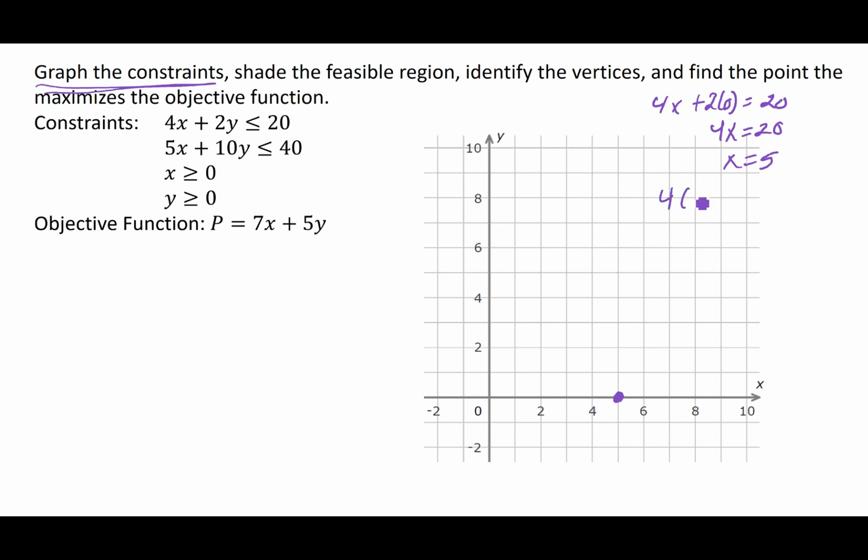Same one now, though, if I set 0 as my x, 2y equals 20. 2y equaling 20 tells me that y has to be 10. So now I have my first one. I didn't have to rewrite it in slope-intercept form. I go ahead and graph it directly just using those intercepts.